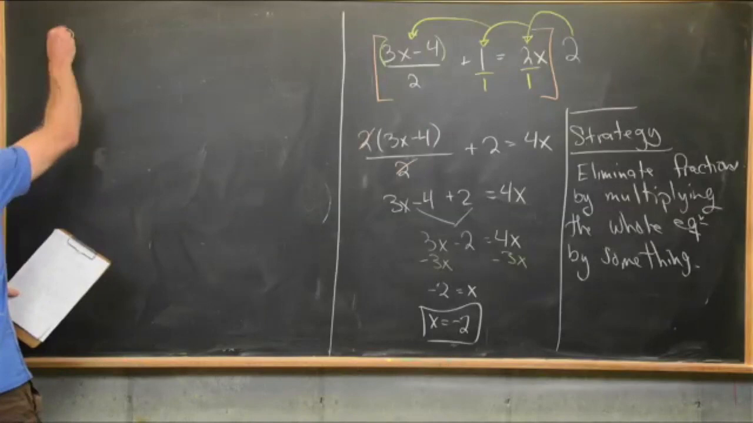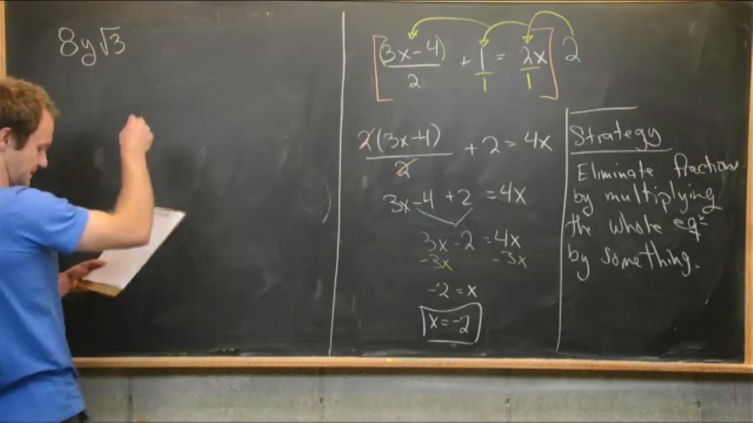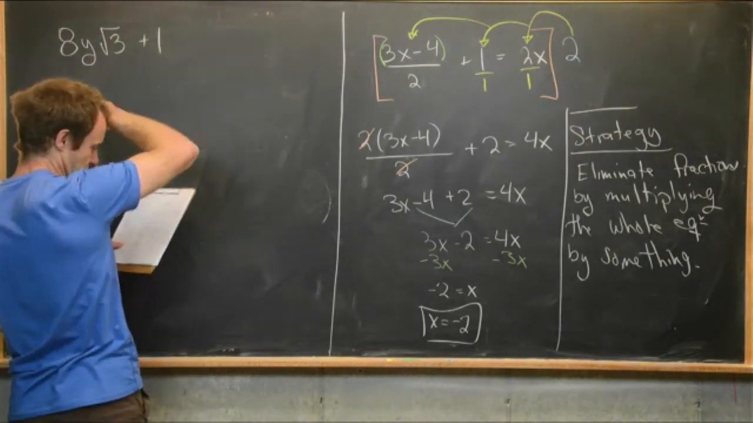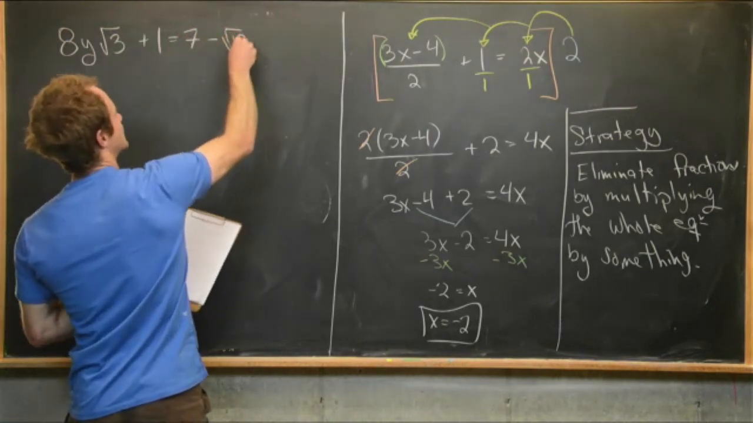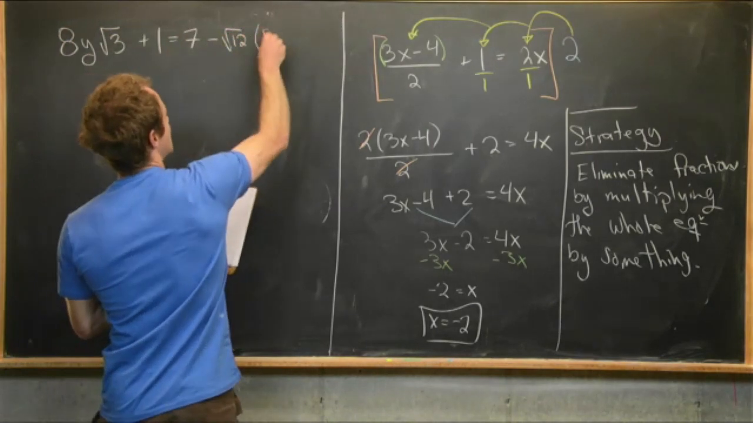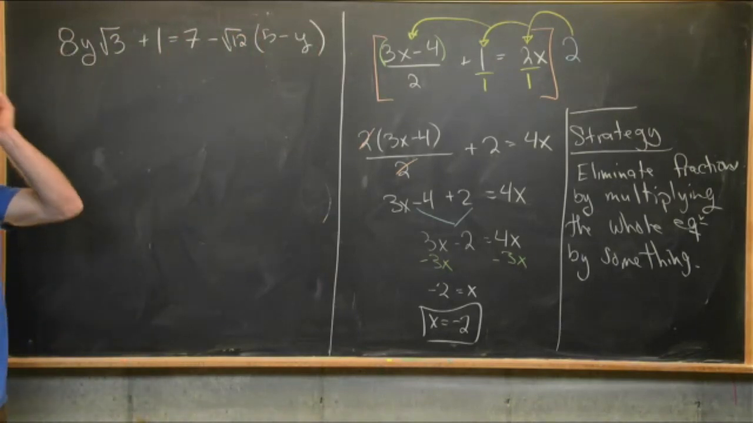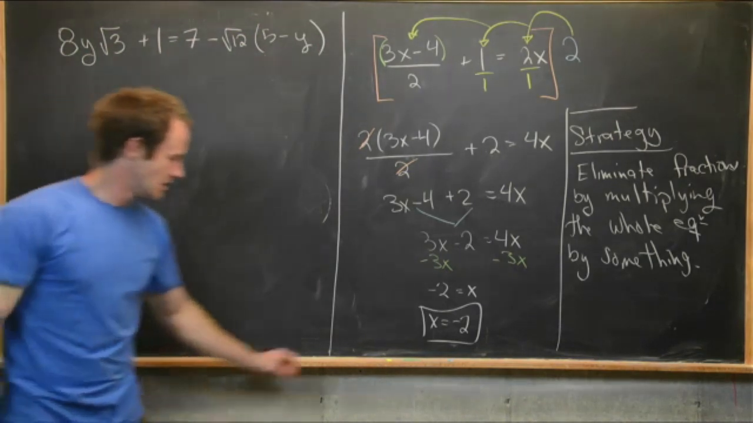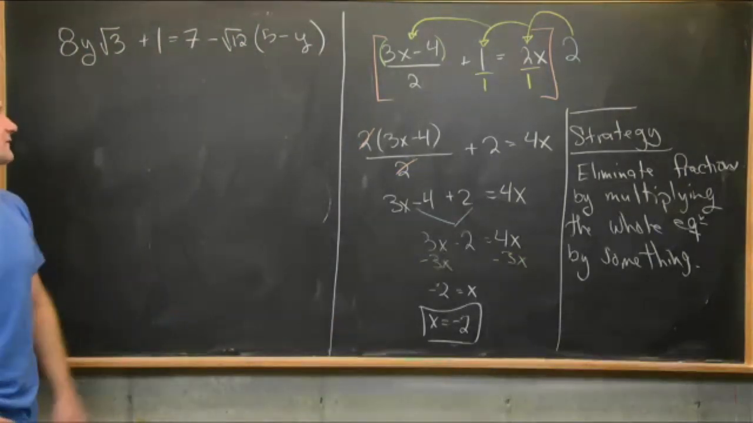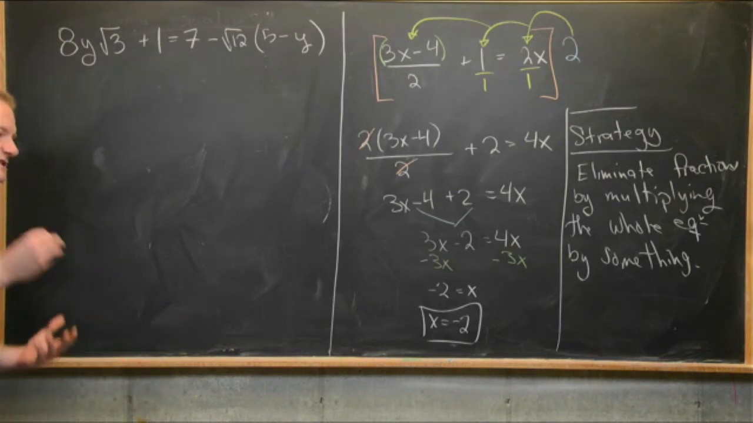So 8 times y times the quantity square root of 3 plus 1 equals 7 minus the square root of 12 times the quantity 5 minus y. Okay, so since we're trying to find an exact solution, we want our solution to involve the square root of 3. We never want to punch it into our calculator and say, oh, the square root of 3 is 1 point whatever, because that's just an approximation.